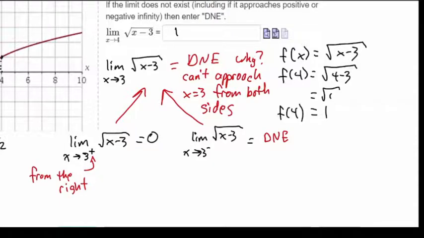And just in case I misspoke a minute ago, I want to be clear. The limits don't have to be the same, but they do have to both exist. And they don't both exist here. All right, let's move on to another question.